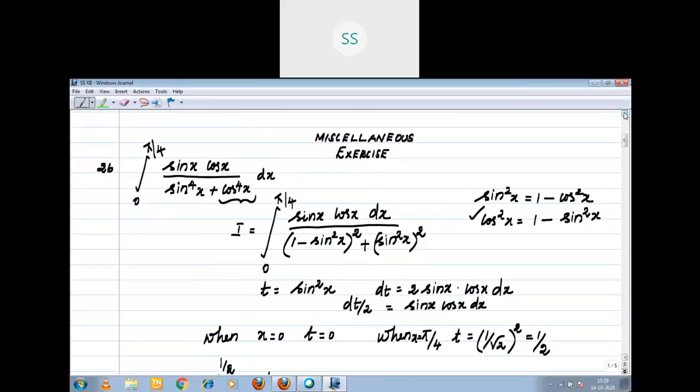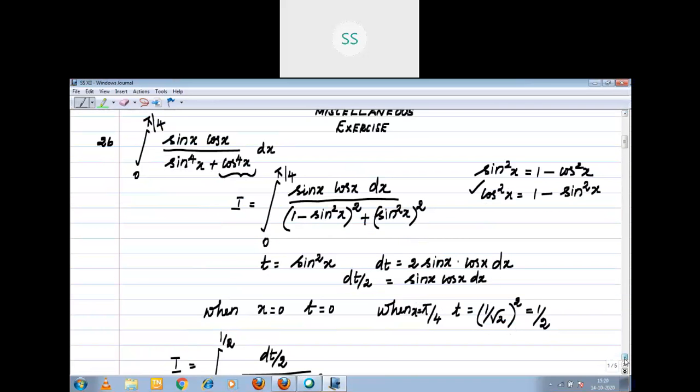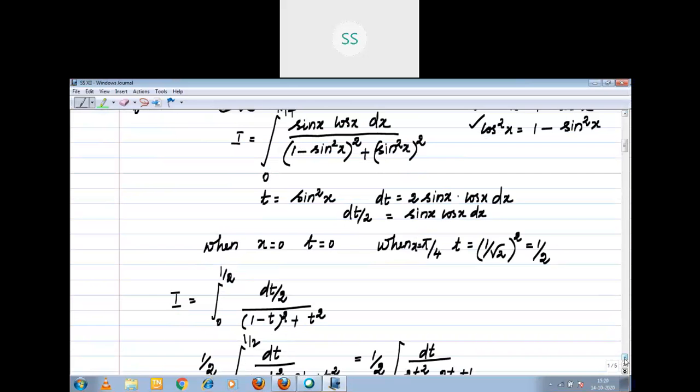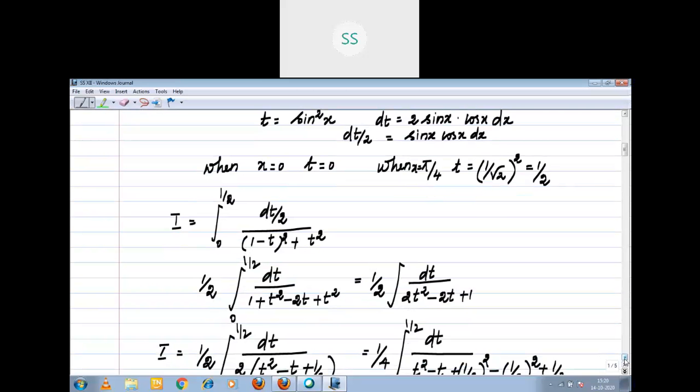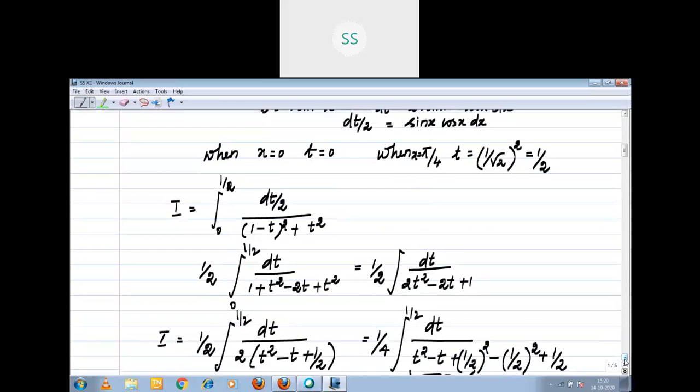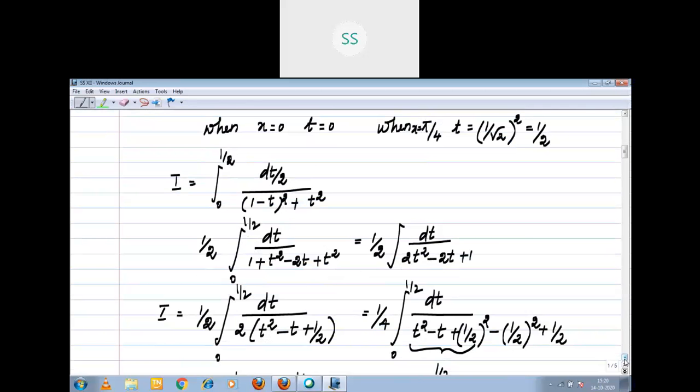This is your given function sin x cos x divided by sin⁴x plus cos⁴x into dx. Here cos⁴x I wrote it in terms of sin square, that is (1 − sin²x) the whole square, plus sin⁴x can be written as (sin²x) the whole square. Then I assume t is equal to sin²x. I adopt substitution. If I adopt substitution, immediately I want to do the differentiation. So dt equal to 2 sin x cos x dx. Then dt/2 equal to sin x cos x dx. That already exists in the integral. So the numerator can be replaced by dt/2.